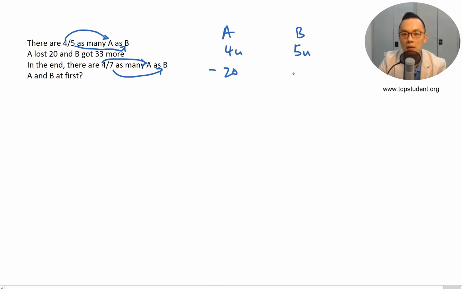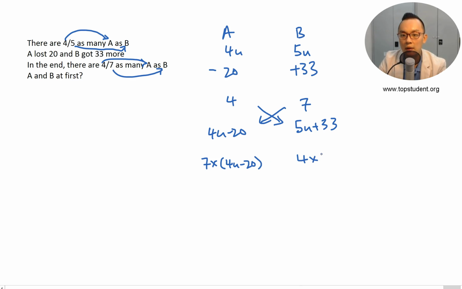A lost 20, B got 33 more. In the end, there are 4 is to 7 as many. So 4u minus 20, 5u plus 33. Do a cross multiply. 7 times 4u minus 20, 4 times 5u plus 33. Equals. And then solve for 1u. A and B at first, find 4u and 5u. Same question, same type of solution. Make sure you get your cross multiply.